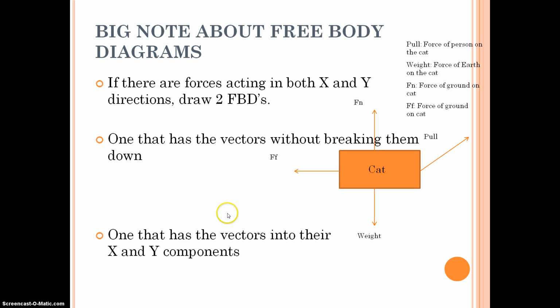The other one you're going to draw afterward, and next to it has the vectors in their x and y parts. So I took that angle, and it's like you're being pulled in x, forward to the right, and pulling up in y. Pull x, the force of the person on the cat horizontally. Pull y, the force of the person on the cat vertically.